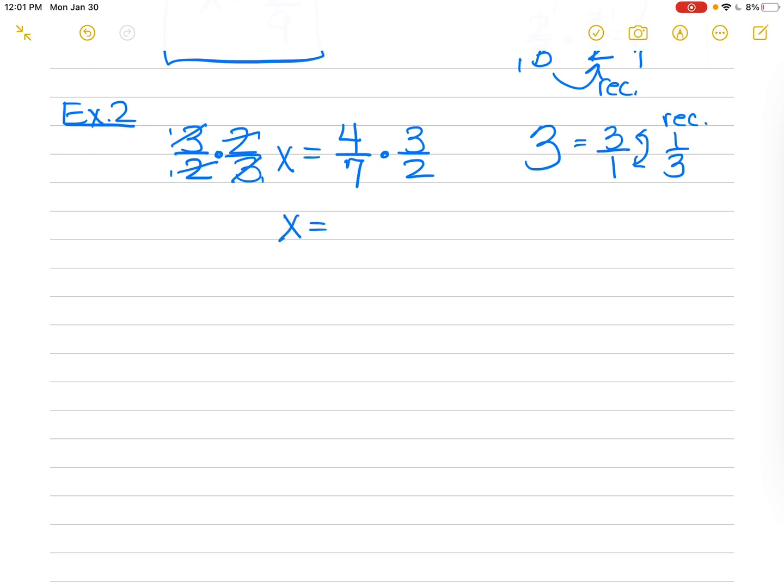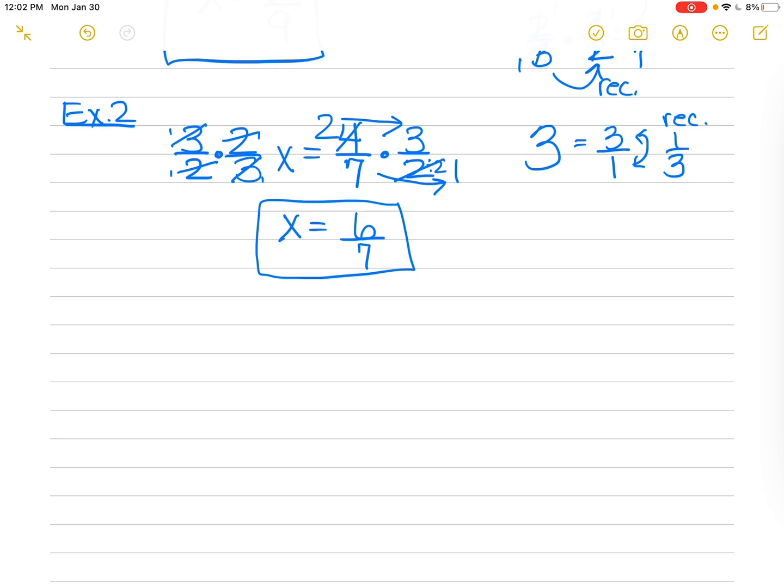And then over here, I'm going to multiply. So to multiply, which we learned in lesson 7.1, you can go back and watch the video if you need to, I can cross simplify. So the 2 and the 4 can both be simplified by dividing each of them by 2. So 2 divided by 2 is 1, and 4 divided by 2 is 2. Now I multiply my numerators. 2 times 3 is 6. And my denominator, 7 times 1 is 7. And there's my answer. X equals 6/7.